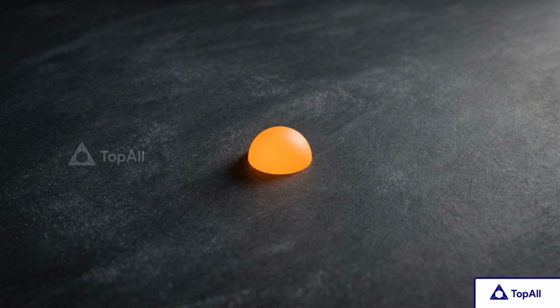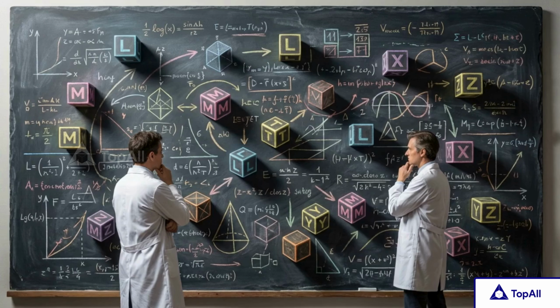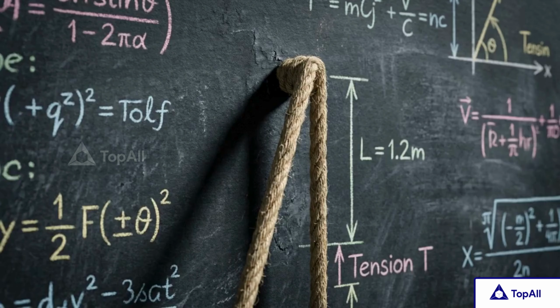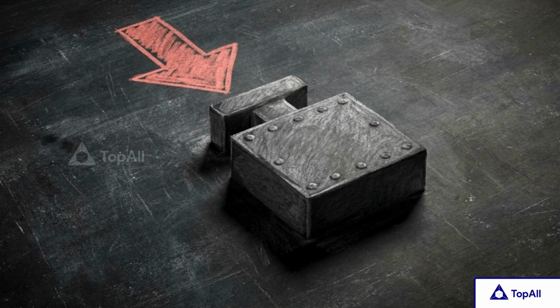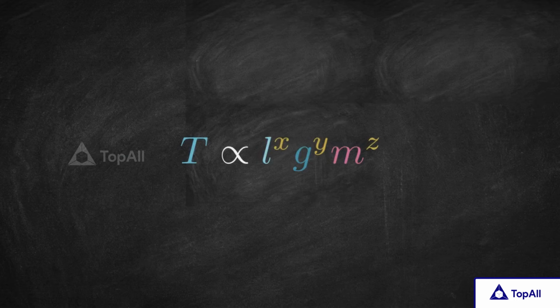This system also allows us to derive entirely new formulas from scratch. Imagine you need to calculate the time it takes for a simple pendulum to complete one full swing. You don't know the exact equation, but you know the variables involved: the length of the string, the acceleration due to gravity, and the mass of the pendulum bob. We start by setting the time period, T, proportional to those three variables. Since we don't know how they interact yet, we raise each one to an unknown exponent, x for length, y for gravity, and z for mass.